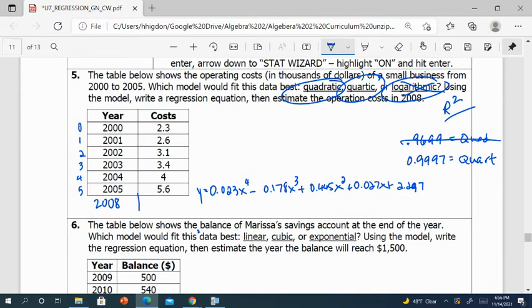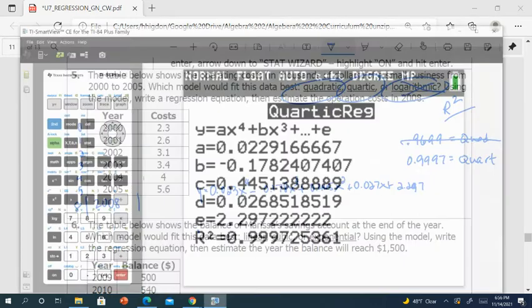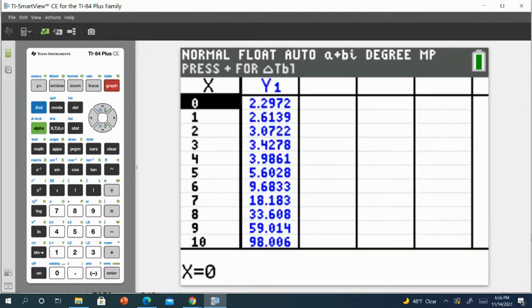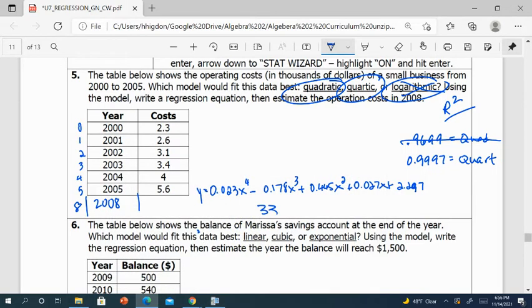Then it asks me to predict cost in 2008, which would be year 8. So because I stored the regression equation, it does make my life a little bit easier. If I go to second graph and I look at year 8, I got $33.6 thousand. Okay, so that's how that's done.